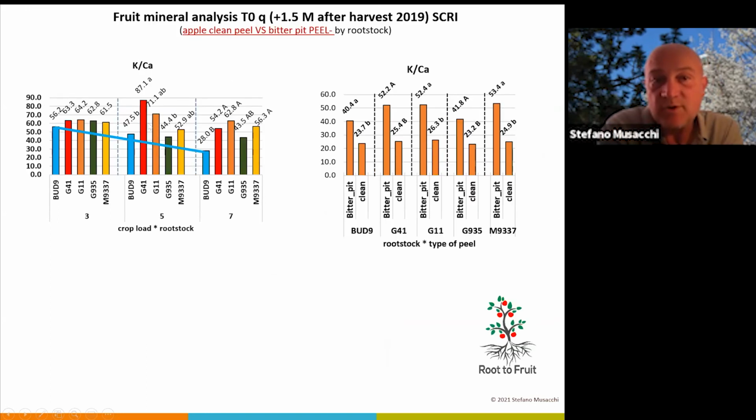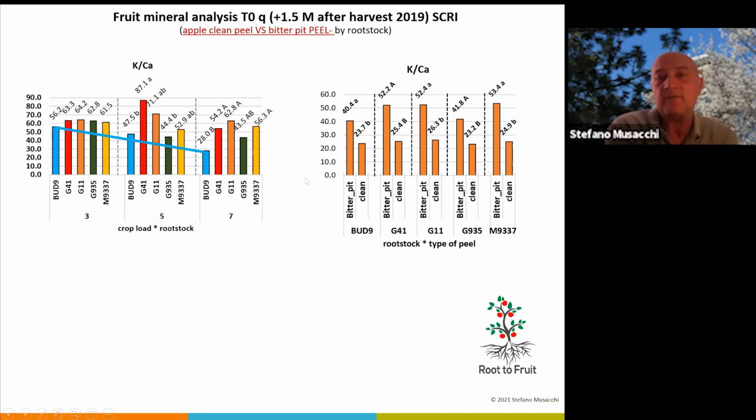And when you look at the ratio between potassium and calcium, of course, you got this ratio going down. And if you look here, we got no bitter pit when we got a ratio that is around 23. So if you go higher than that, then all the fruit start to show bitter pit issues.